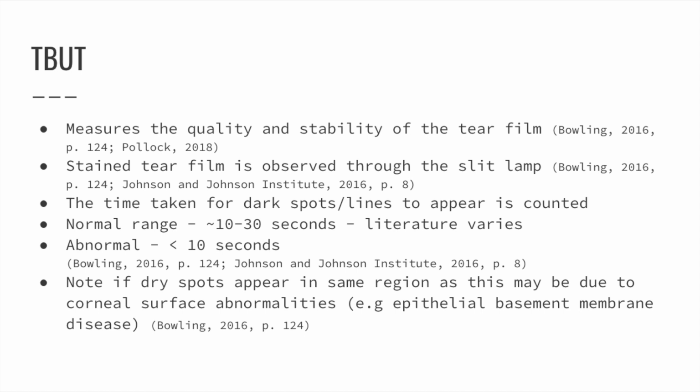It is important to note the distinction between tear film instability and potential corneal problems. For example, dark spots or lines observed consistently in the same area is indicative of a corneal surface abnormality, such as epithelial basement membrane disease.